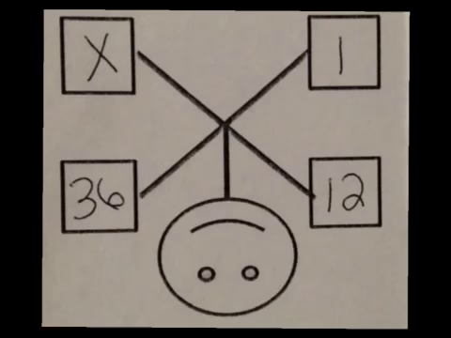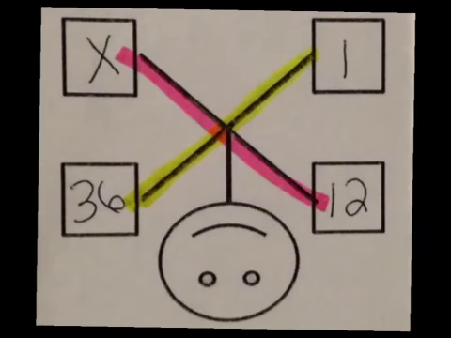As Proportion Guy continues his cartwheel and is upside down, the 12 is still in his left hand and the 36 is still in his right hand. But we have a new proportion. Now we have x over 36 is equal to 1 over 12. Using your pink highlighter, highlight between our unknown, our x, and our 12. And using your yellow highlighter, highlight between the 36 and the 1.